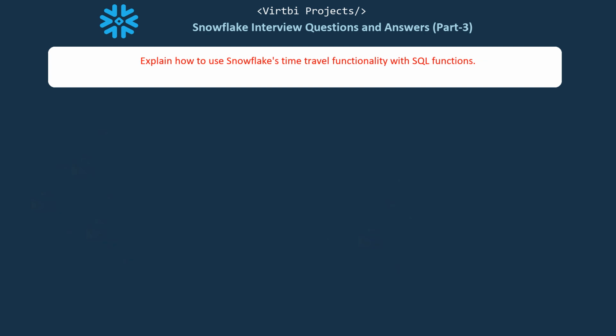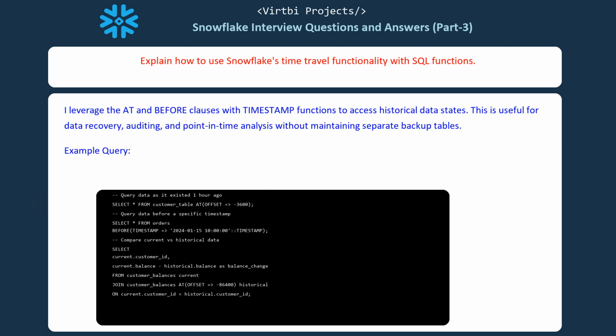Explain how to use Snowflake's time travel functionality with SQL functions. I leverage the at and before clauses with timestamp functions to access historical data states. This is useful for data recovery, auditing, and point-in-time analysis without maintaining separate backup tables. Here's an example query.